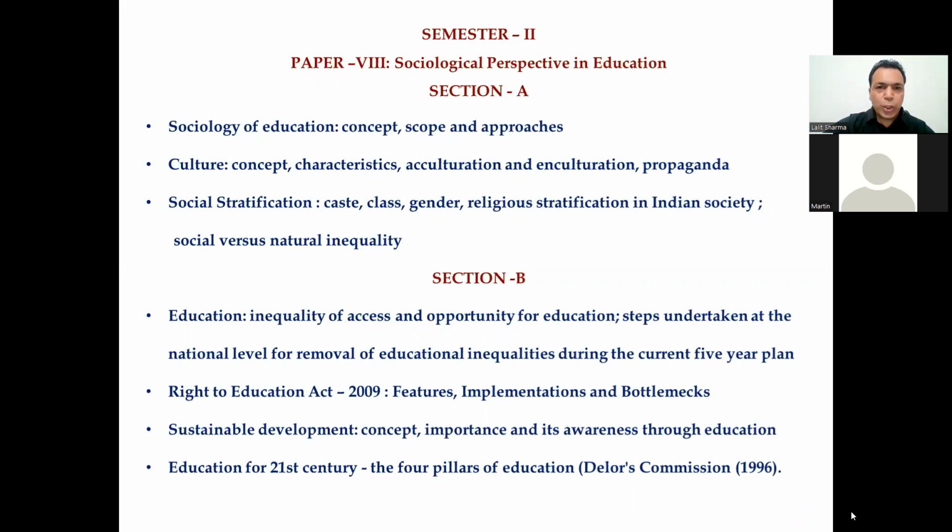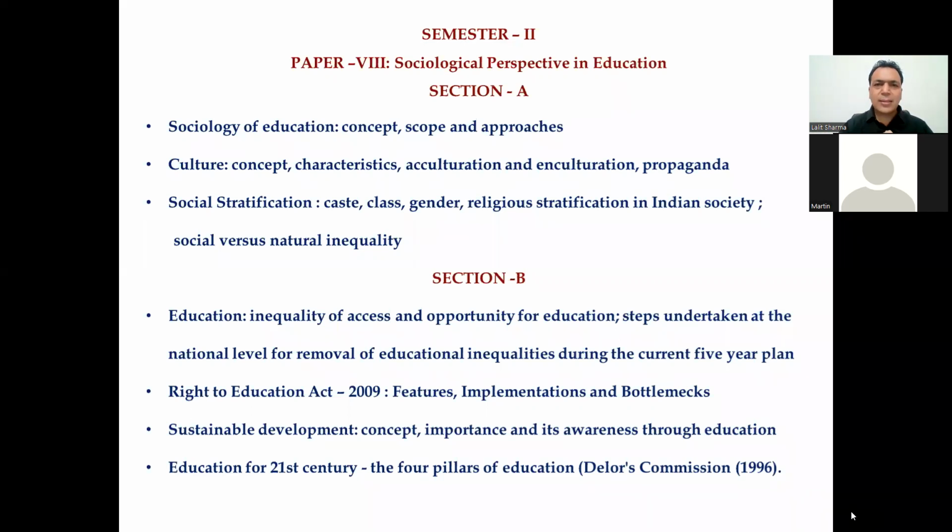primary education should be free up to the age of 14, right? From the age of 6 to 14, primary education should be given free to every child in the country. The Right to Education Act says this. So here we have to talk about features of the Act, implementations and bottlenecks. Bottlenecks means what are the obstacles coming to complete this Act of 2009.